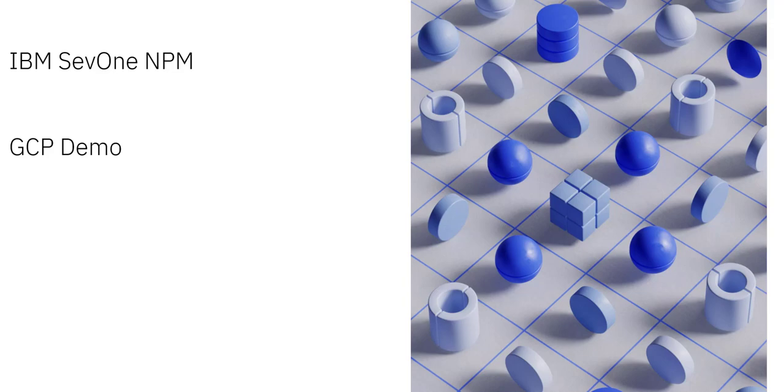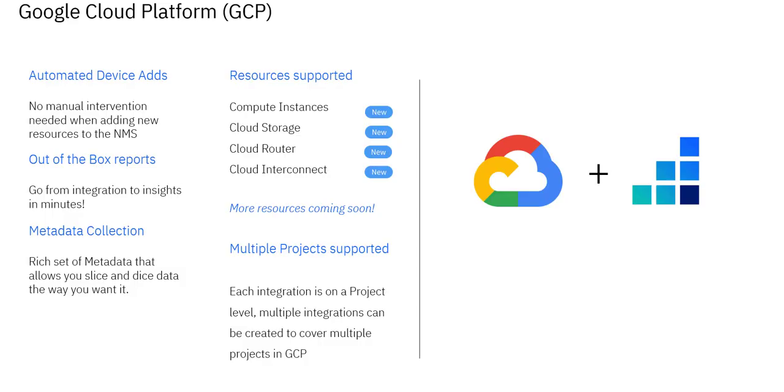Hello, today we're going to see how SafeOne can monitor cloud instances. In this case, in particular, we're going to focus on Google Cloud. There are several tools in the market that can monitor resources in cloud providers like Google Cloud, but very few of them focus on the network aspect of the clouds.